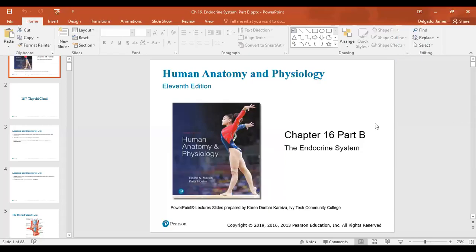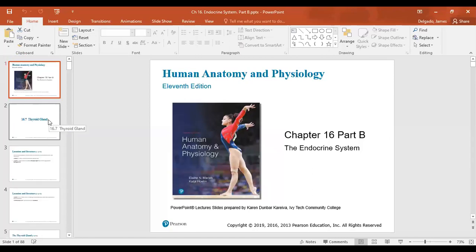Okay, so this is going to be part B. However, this presentation is going to be identified as Chapter 13, Endocrine System, Part 4. Okay, this will be identified as Part 4.